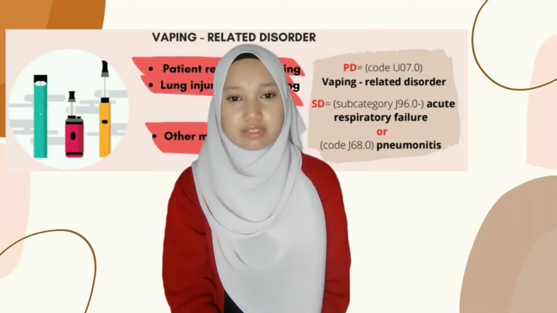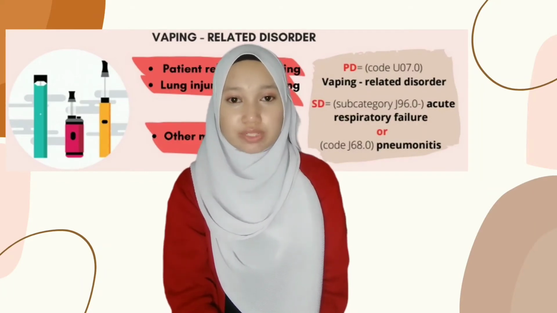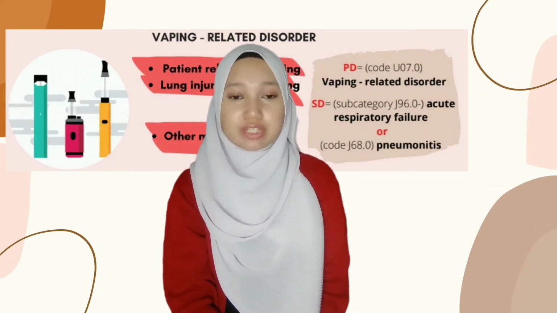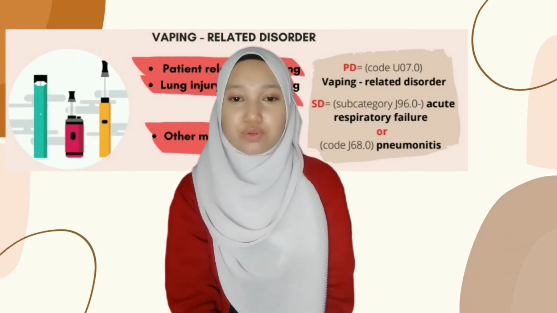Hence, there is an instructional note at code U07.0 vaping-related disorder to use an additional code to identify manifestation. With the instructional notes, code U07.0 is sequenced first, followed by the manifestations.